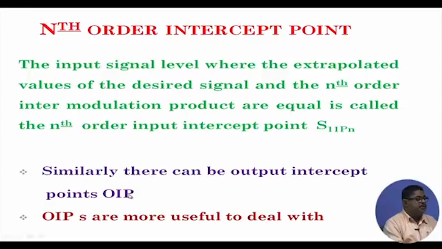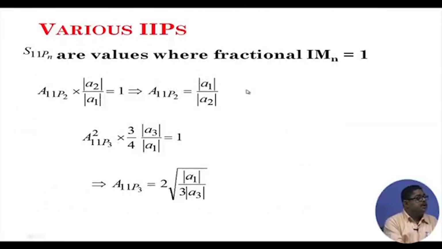Output points are called OIP, input intercept points are called IIP. Generally OIPs are more useful to deal with, because we are concerned with the amplifier output, but if the intercept point is specified in terms of input, you can also do that. Now, let us calculate these values where it will catch up.